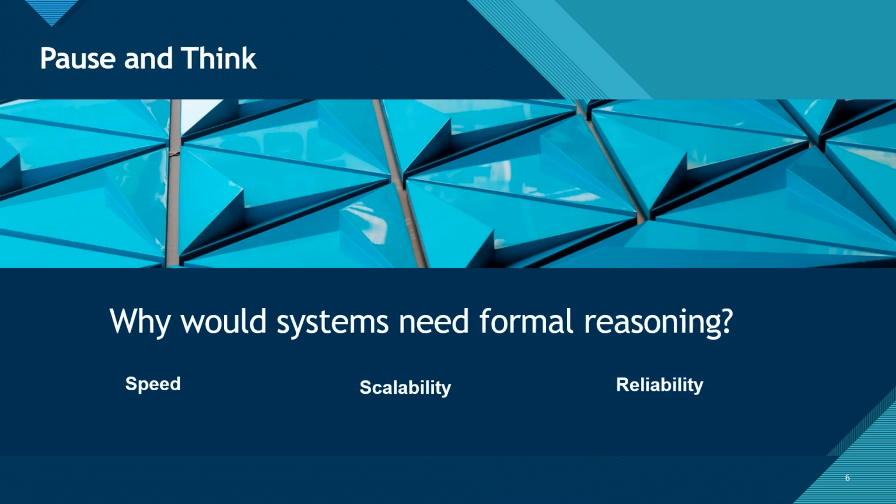Now that we have a basic understanding of what formal reasoning is, I would like you to pause and think about why systems would need formal reasoning. Please choose from one of the 3 options provided below. While there is no wrong answer here, the accurate answer is reliability. A system is supposed to behave the way it's intended to ensure that it is reliable throughout its life cycle.